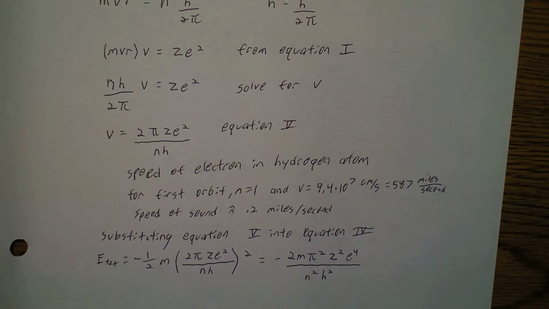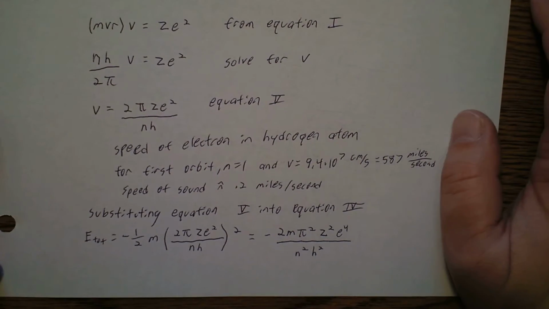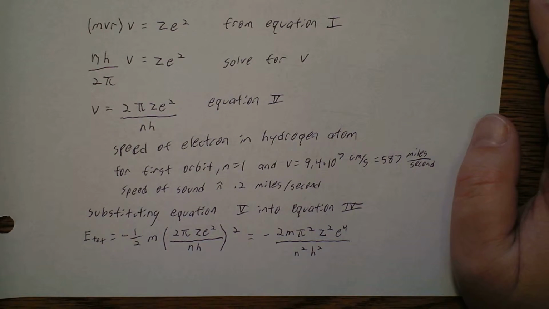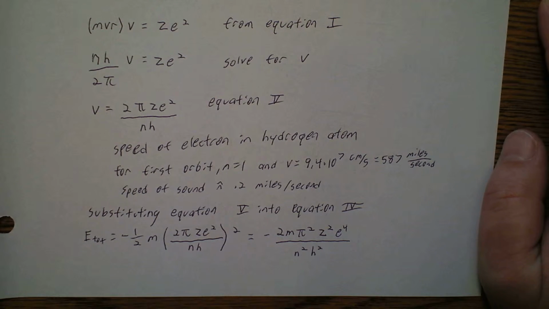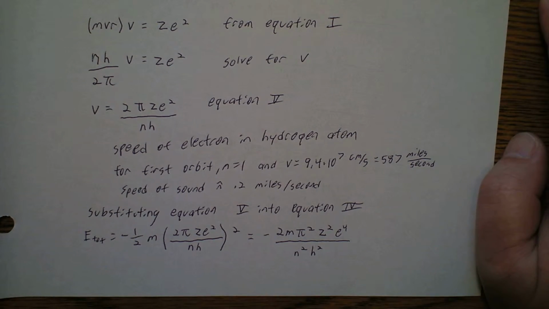So in the first orbital, n is equal to 1, and then the velocity is 9.4 times 10 to the 7 centimeters per second, or about 587 miles per second. So remember, the speed of sound is about 0.2 miles per second. So the electron is going really fast, but not the speed of light, of course.